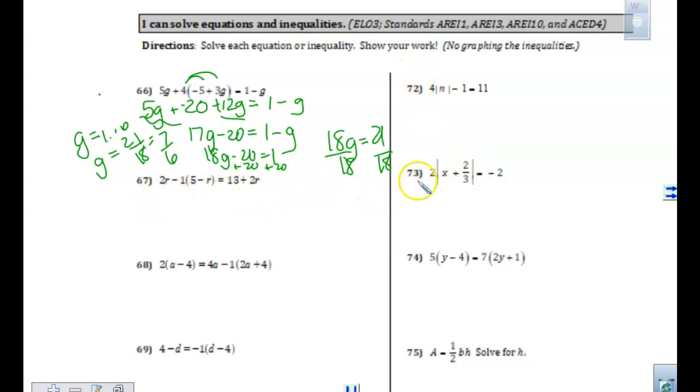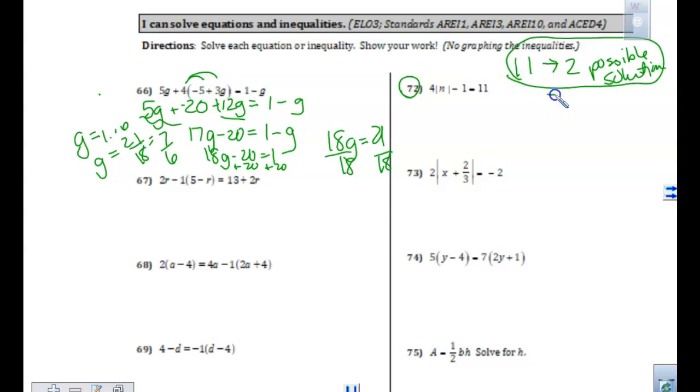For sure. Let's do 72 and 73, and then we'll come back if we need to look at some of these other equations, okay? So 72, absolute value. Key thing, remember absolute value. Anytime you have absolute value, there are always 2 possible solutions. Okay? Always 2 possible solutions anytime we look at those. So the first thing you always have to do when looking at these absolute values is you must isolate your absolute value. That means get it all by itself.